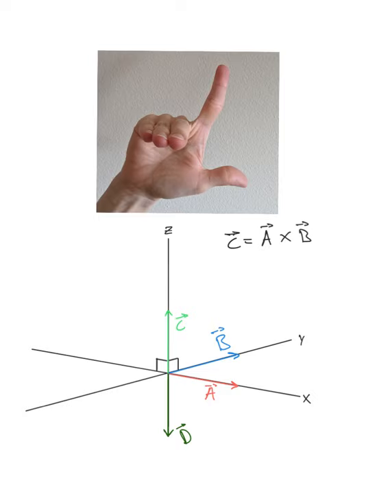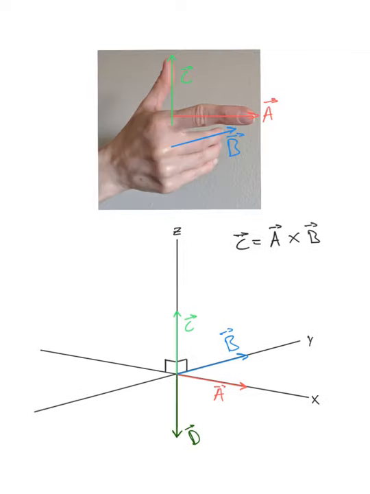Now, what we want to do is take this hand position and align it with the vectors in our cross product. The first step with aligning our right hand with the cross product vectors is to take the first vector, in this case that is A vector, and align our index finger with that vector. So your index finger should always point in the direction of whatever the first vector in your cross product is.